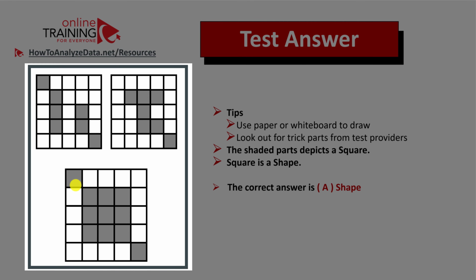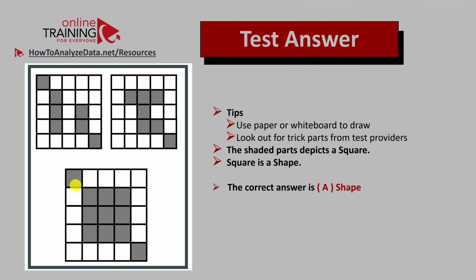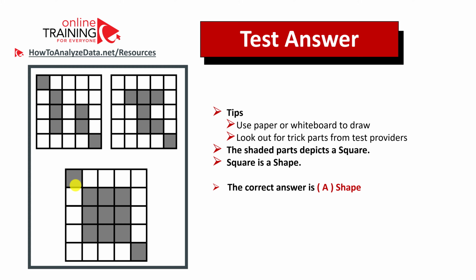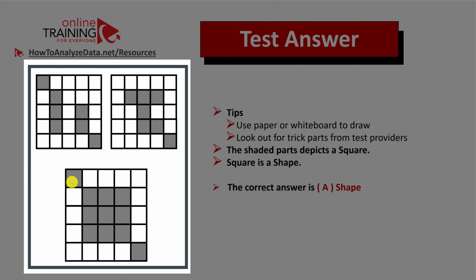This is necessary because our brain, at least mine, is not very well designed to visualize particular figures. So maybe you are different, or maybe you know better solutions. In this case, if you have the ability to visualize, you're very lucky, because most people don't have this ability. They should be using paper or whiteboard to get to the certain answer. Another tip here is look out for trick parts that might be included in the final shape upon merging, and they're created by test providers to confuse you.